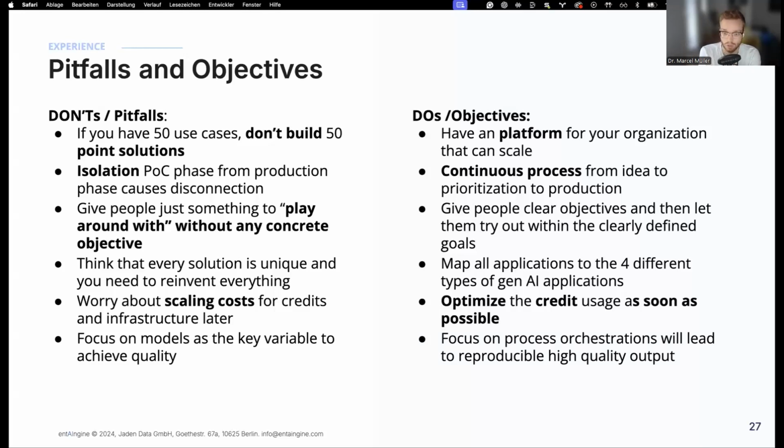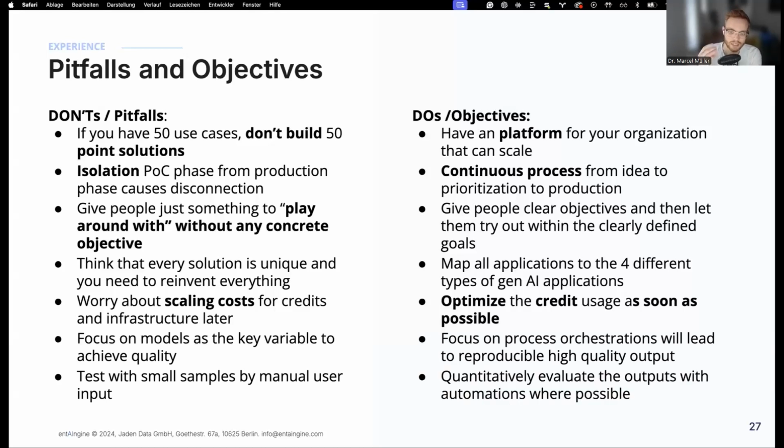By the way, we also have a course on prompt engineering that we can also send out to you, on how to build these things helpfully. And finally, start by testing with small samples with an input user. But if you really want to prove that your application helps and is going to work in production, go for quantitative evaluation. Evaluate these outputs with automations wherever it is possible.